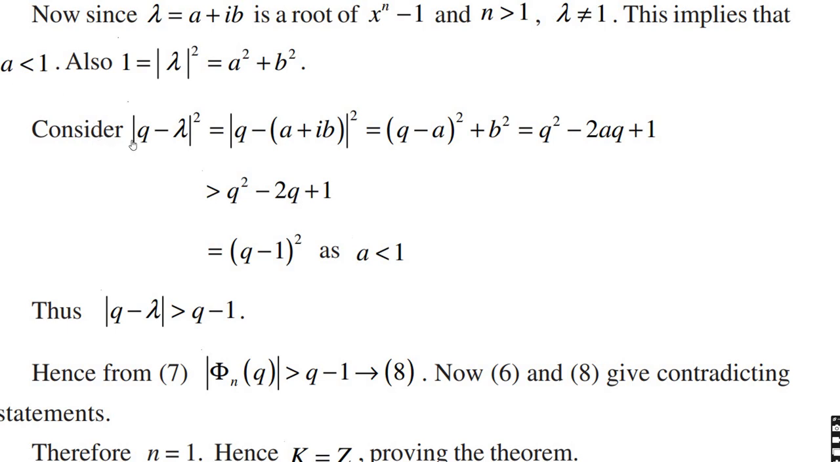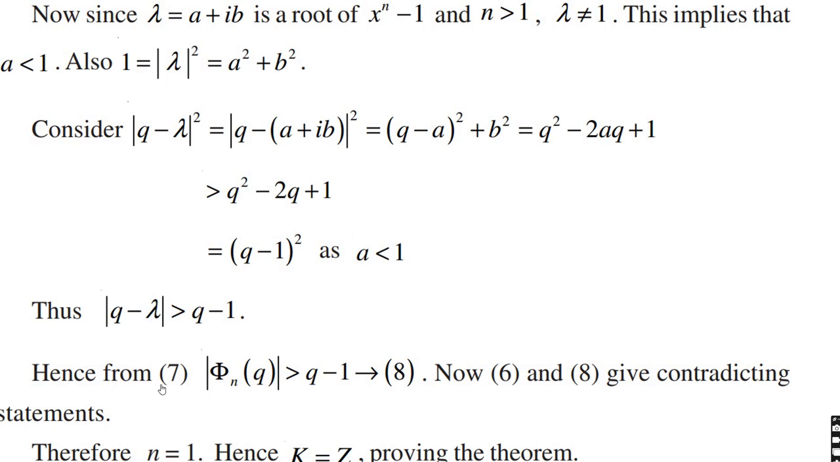Now we consider modulus of q minus lambda the whole square. Replace lambda by a plus ib. So real part square plus imaginary part square, and this is what you have: q square minus 2aq plus a square plus b square, but a square plus b square is 1. So you have this step. And because a is less than 1, minus a will be greater than minus 1. But this is nothing but q minus 1 the whole square. So modulus of q minus lambda the whole square is strictly greater than q minus 1 the whole square, and therefore modulus of q minus lambda is greater than q minus 1.